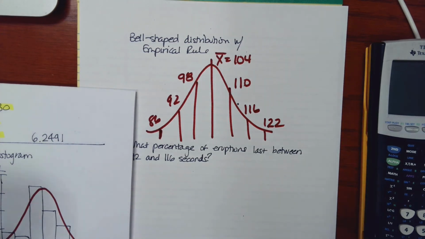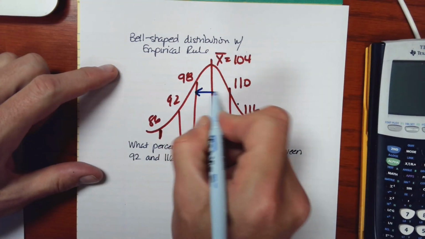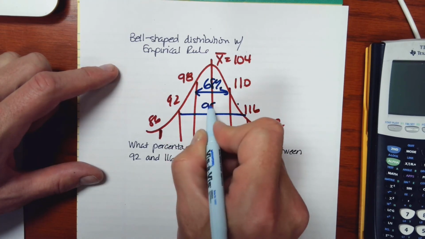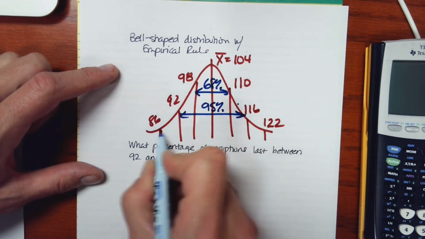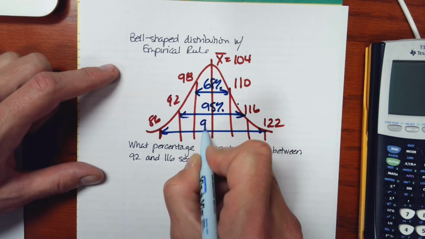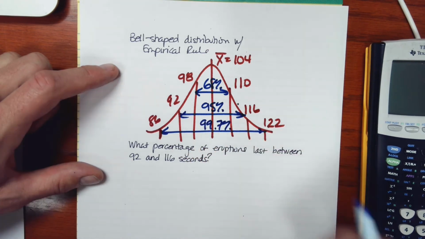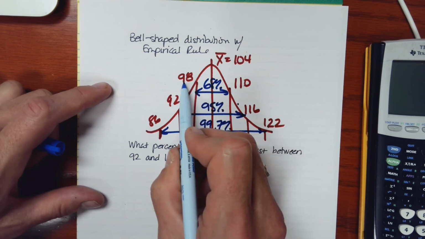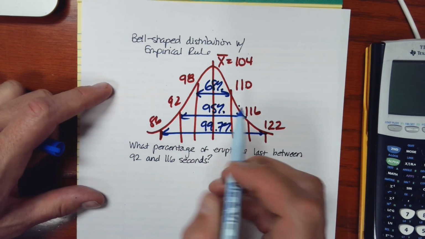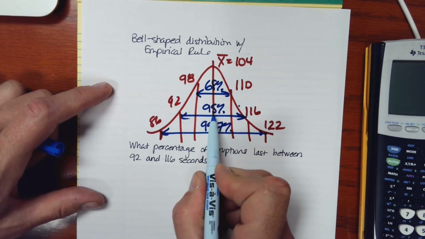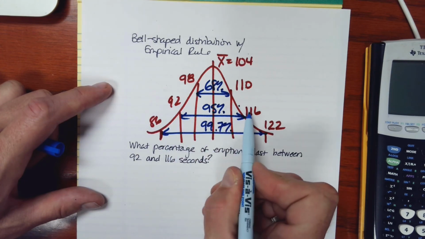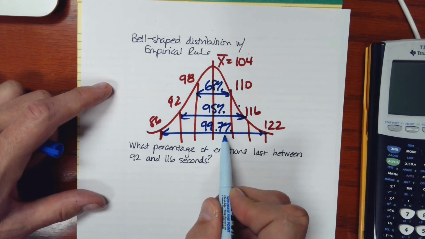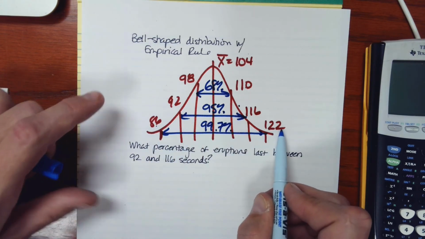And as far as the percentages, this corresponds to 68, 95, and 99.7. So 68% of the eruptions last between 98 and 110 seconds. 95% of eruptions last between 92 and 116 seconds. And 99.7% last between 86 and 122.